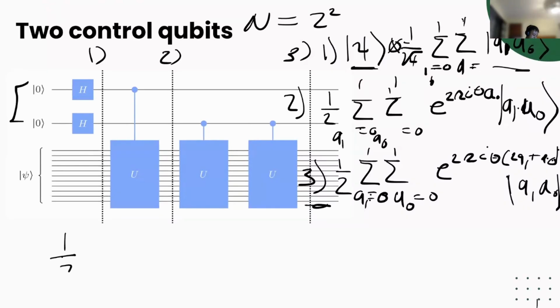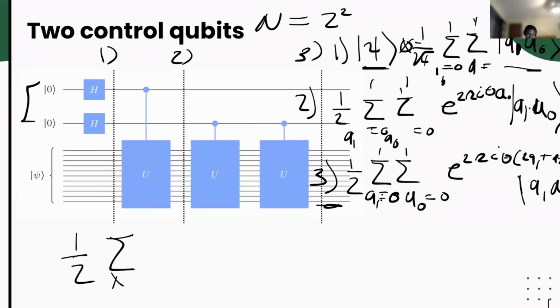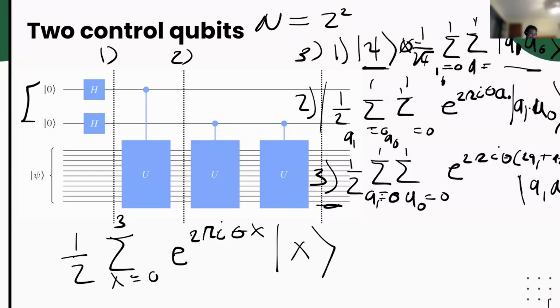So it's going to be 1/2 the sum of, let's call this binary number, or this integer, x. And it's going to be from x to n minus 1. So we know our n is 4, so it's going to be to 3. And it's going to be e to the 2 pi i theta x. Okay, and this is going to be acting on our state x. So now we've written the form for what the state should look like after we apply these two controlled unitaries, or after we apply a sequence of controlled unitaries. So we haven't measured yet, but this gives us some intuition behind what's happening.